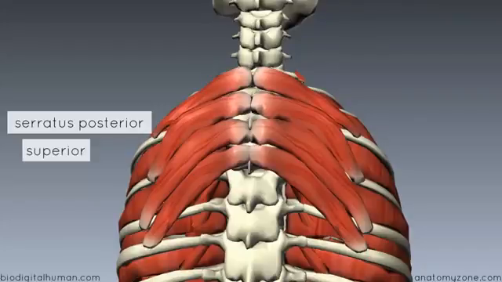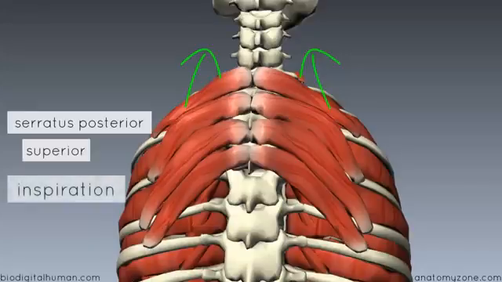So you can imagine if it contracts, the angle of the muscle indicates that it's going to pull the rib cage upwards and elevate the ribs. So this assists in inspiration.